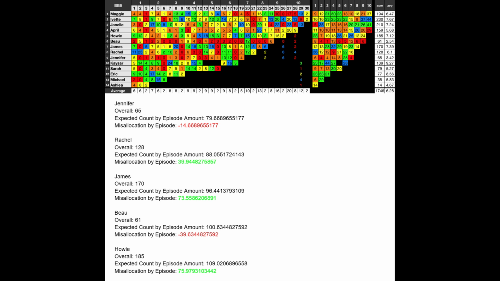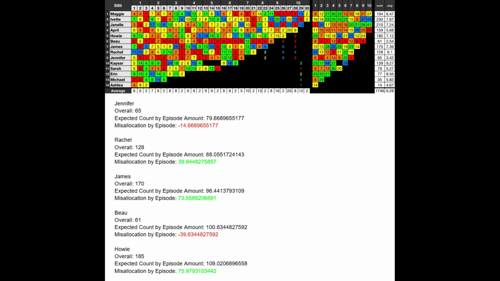James has an overall diary room count of 170, and his expected count by episode amount is 96.44, causing his misallocation by episode to be 73.55, meaning that he has almost twice the amount of diary rooms that he should have if they wanted to give a balanced edit. But James is hilarious and he gives witty diary room commentary, so I get why they gave him so much.